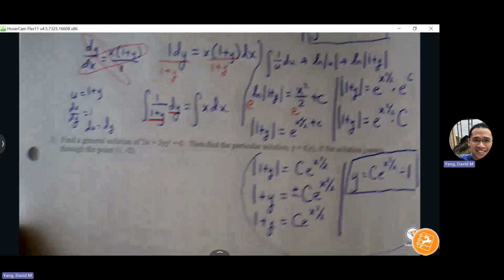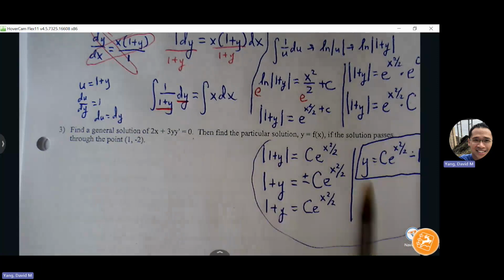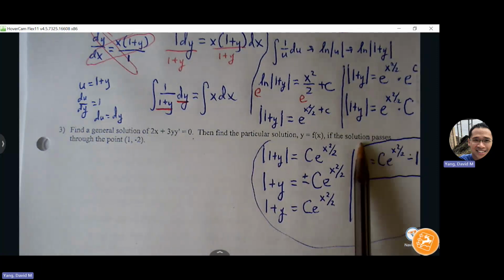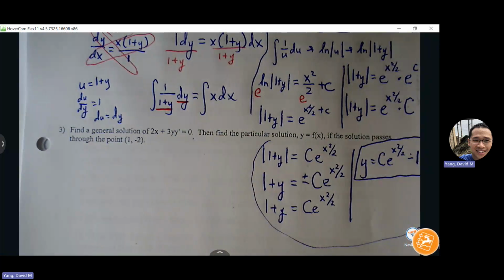Okay, let's look at number 3 here. Find a general solution, then find a particular solution. So general solution means there's a c in your answer, and then particular solution just means you're going to plug in the ordered pair, solve for c, and then update the equation with the c replaced.